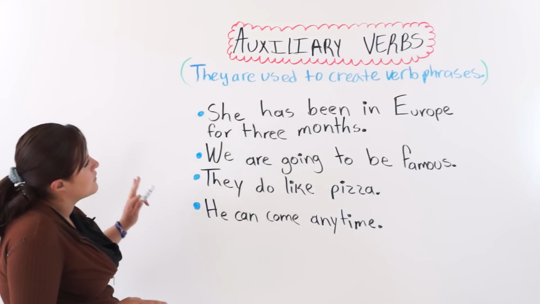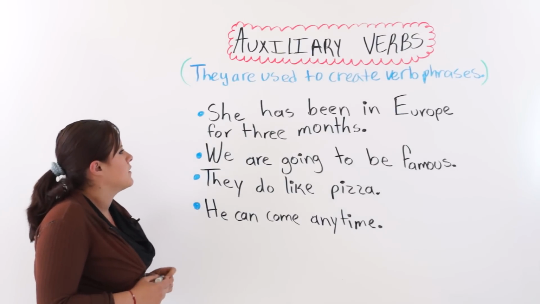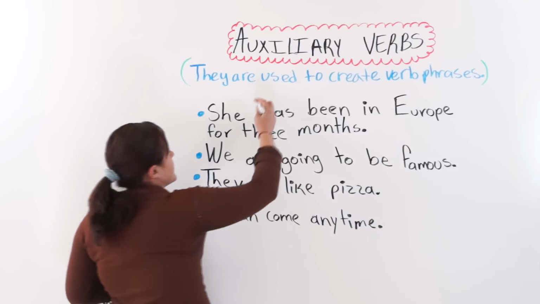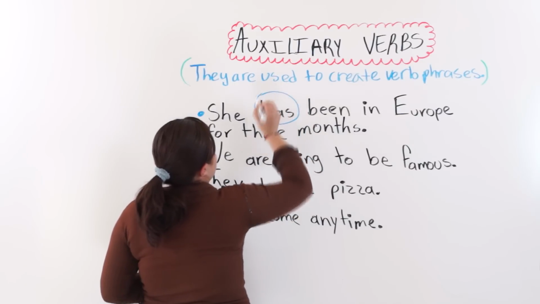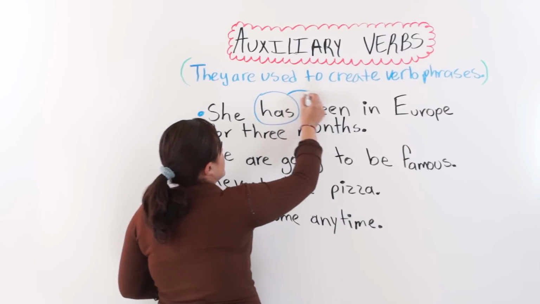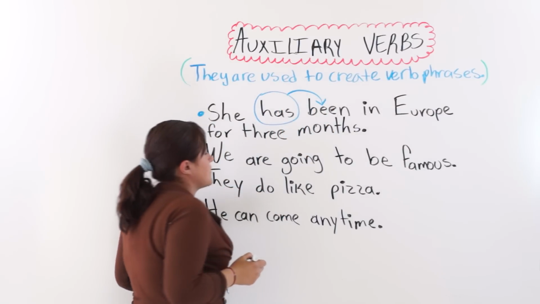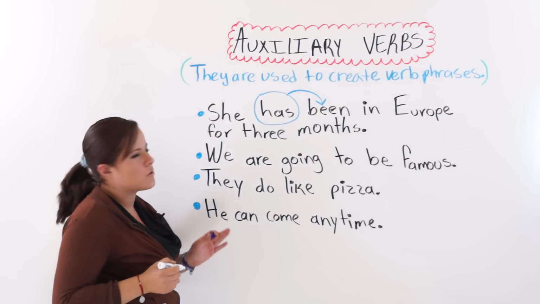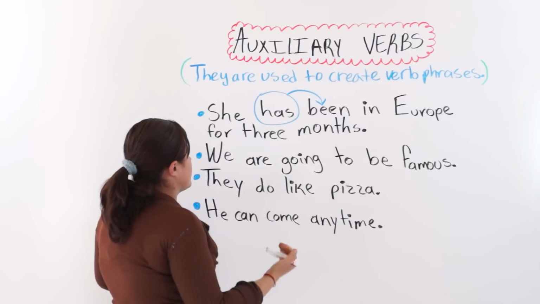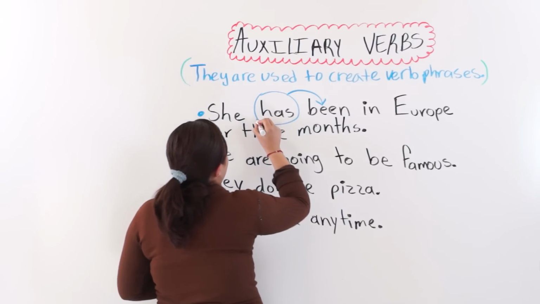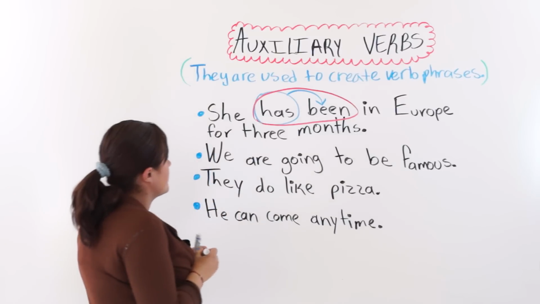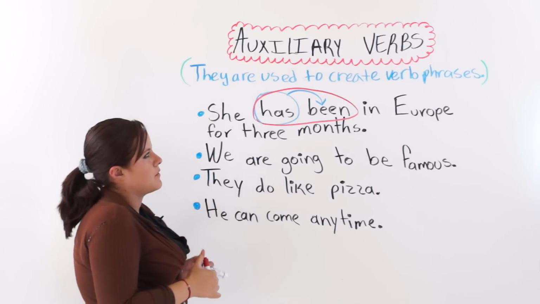The first one says, she has been in Europe for 3 months. She has been. Our auxiliary verb is has. And it joins this principal verb to create a verb phrase or a phrasal verb. So this put together is a verb phrase. She has been in Europe.